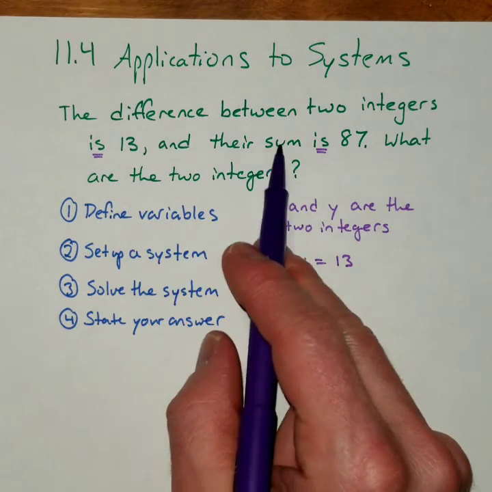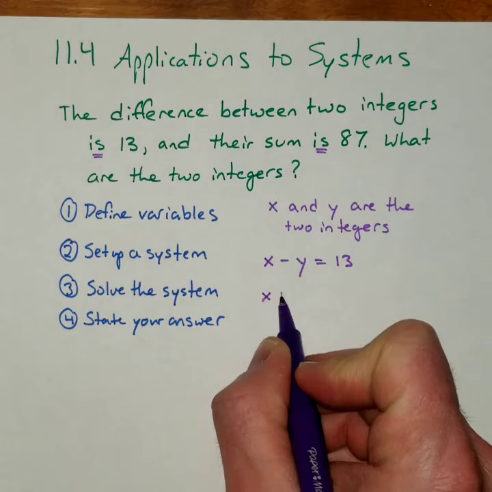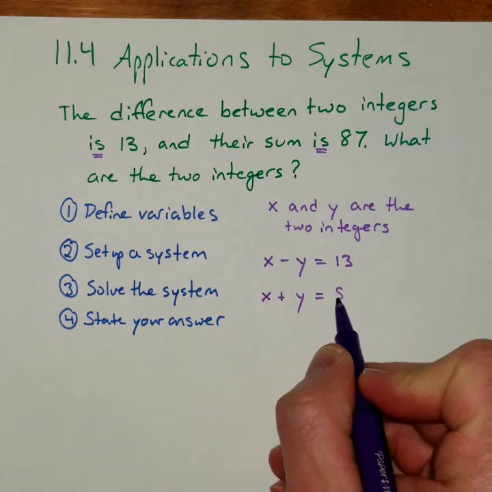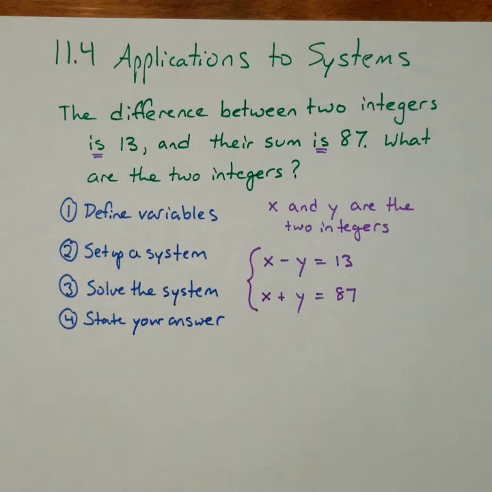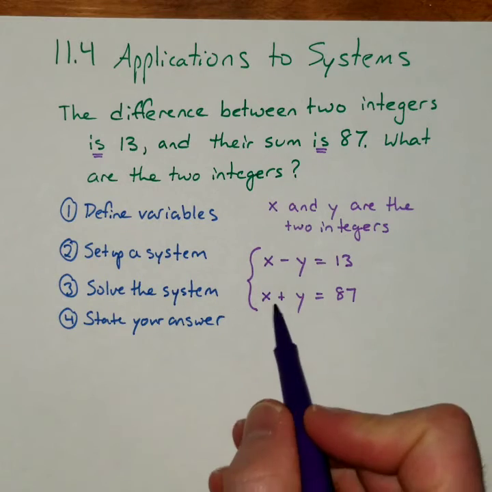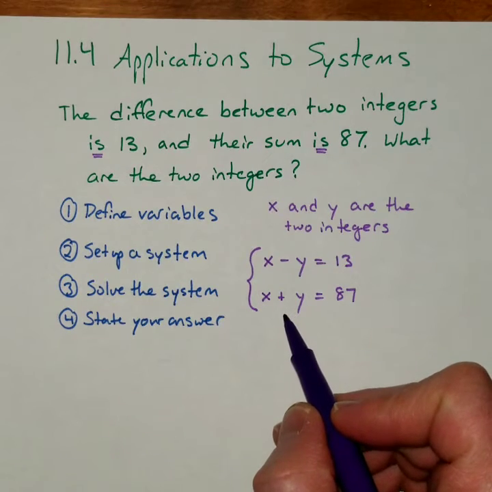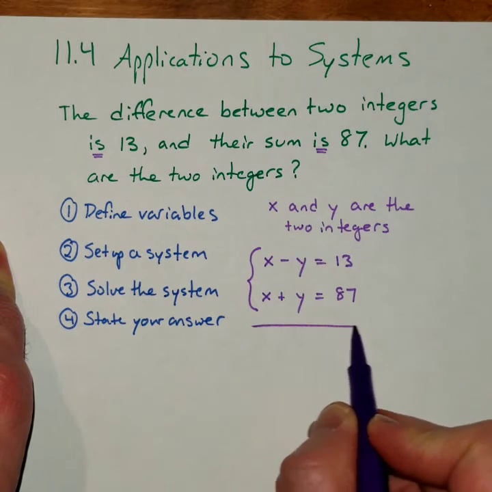Then here it says, and their sum is 87. The sum is addition. So that would be adding the two numbers equals 87. So we've just created the system of equations to solve. Now we go through and solve the system. Now we could use substitution method. I actually like the addition method with this one, because we don't have to do any multiplying. We already have opposite coefficients on the y. And so if I simply add these equations together, I'll use the addition method.